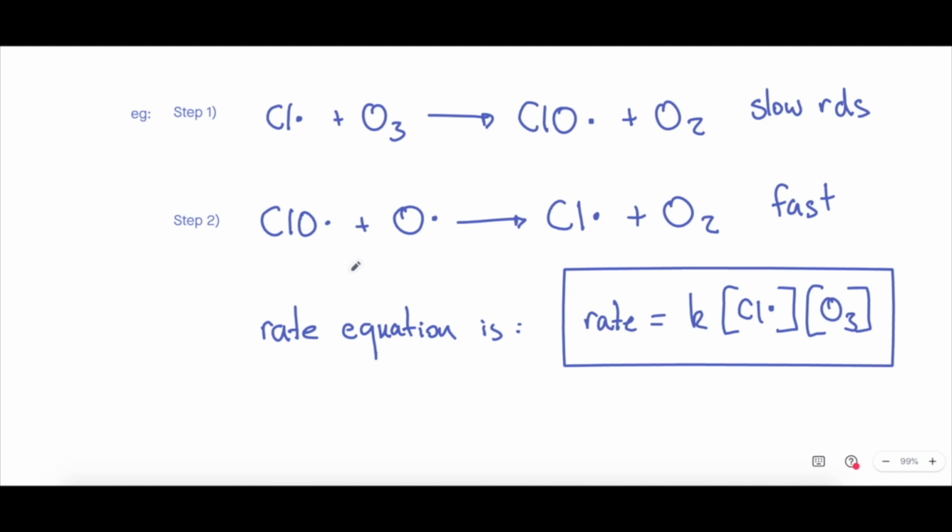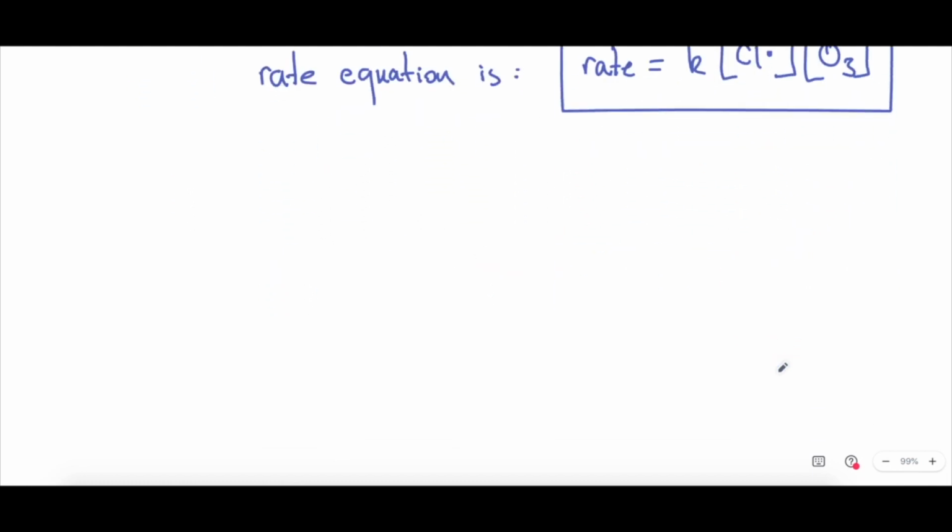So you just look at which ones have the reactants in the rate equations. So if whatever is in the rate equation is in the reactants of your step, then it means that step is the slow rate determining step. If it's not, then it means it's fast. So in this example, step 2 would be the faster step because ClO radical and O is not in the rate equation. Okay, so another example.